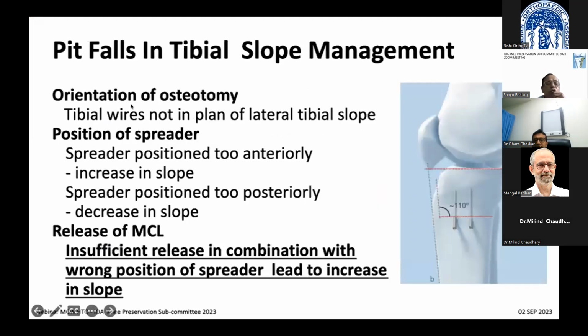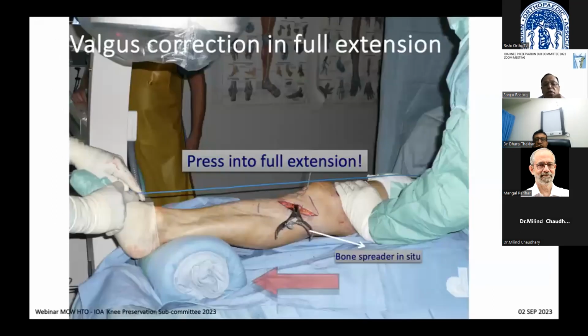If the osteotomy orientation is not parallel to the lateral tibial slope, this will lead to a change in slope. If the spread is put anteriorly, there is increased slope. If the spread is put posteriorly, there is a decrease in slope. And if the MCL is not released, there will again be more opening anteriorly. So these are the precautions which must be taken.